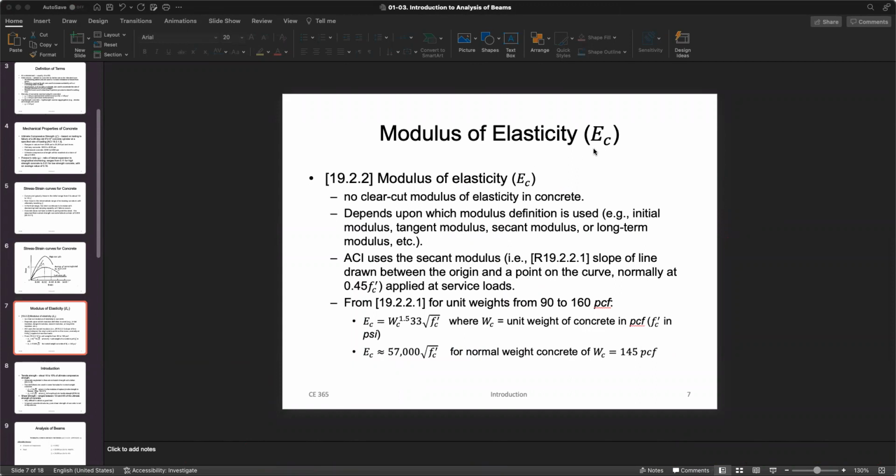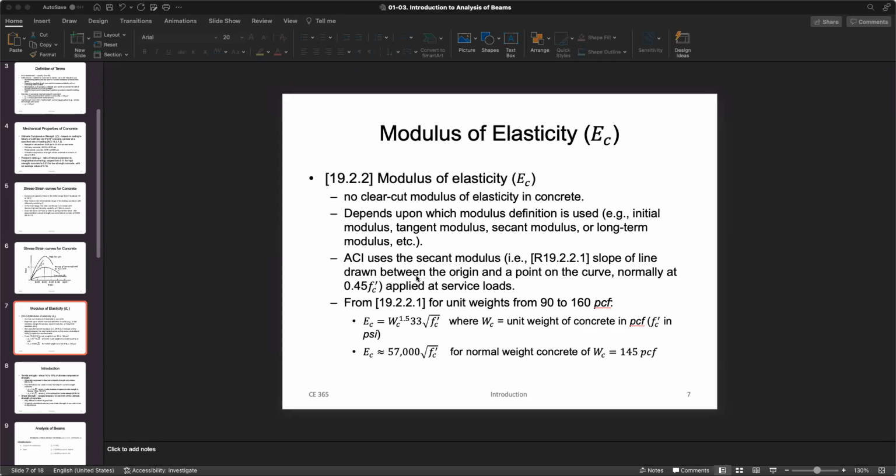Modulus of elasticity of concrete. We gave an introduction for it already, sort of like a reminder. There is no clear cut for the modulus of elasticity of concrete. It depends upon which modulus definition is used. You can use the initial modulus, tangent modulus, secant modulus, or long-term modulus. You can define the concrete's modulus of elasticity.